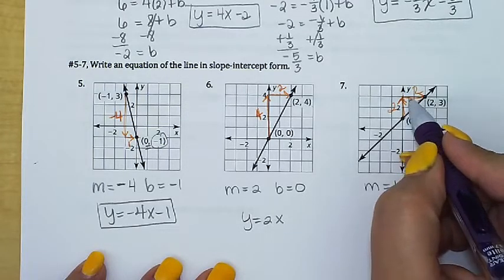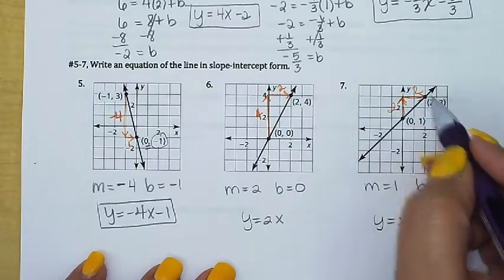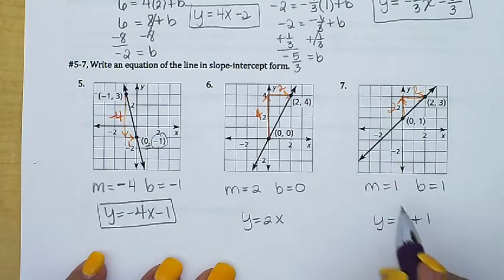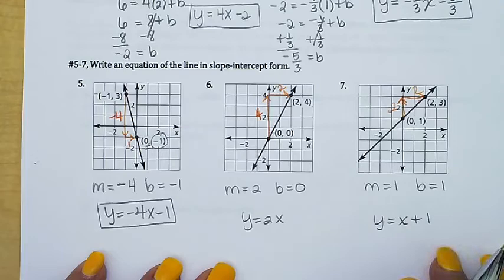Number 7, you had a rise of 2 over 2. Well, 2 over 2 is 1, so you have a slope of 1, and the y-intercept is at 1. So both your slope and your y-intercept are positive 1. So if you did those well, then you're on track so far.